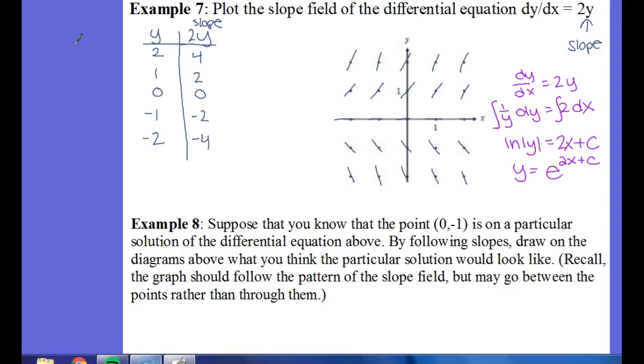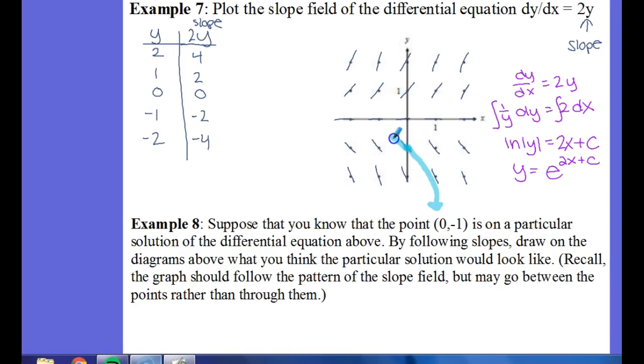Do we see it? The last part, part 8, goes with that graph. It says, suppose that the point (0, -1) is on a particular solution for the differential equation above. By following the slope lines drawn in the diagram, what do you think that solution would look like? So what they're saying is that this graph contains the point (0, -1). So what we do is we follow the slope field lines. This line's telling me this graph goes down, and then this is telling me it's going down even faster. So it's kind of like that.